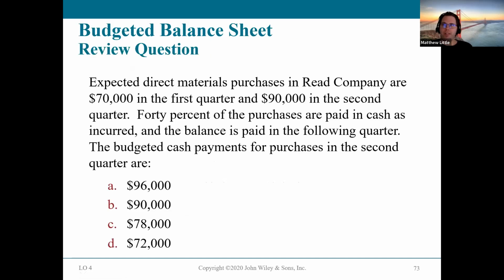So a little question here: expected direct materials purchases in the company are 70,000 for Q1, 90,000 for Q2. 40% of the purchases are paid in cash, the balance paid in the following quarter. The budgeted cash payments for purchases in Q2 are what? So we have some different options. If we're looking at Q2, we'll have a balance from Q1, which says 60%. So 60% of 70 is 42,000 and 40% of 90 is 36. Therefore, our answer would be 78,000.